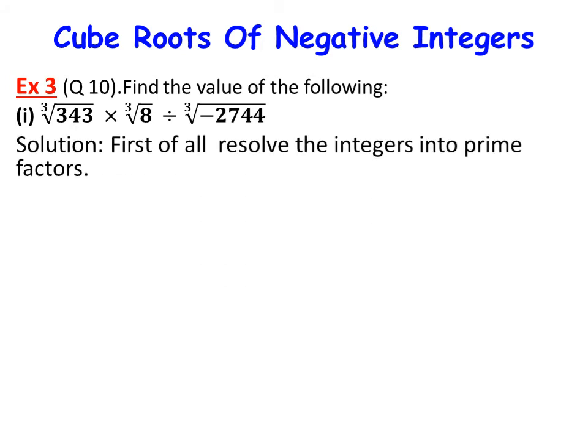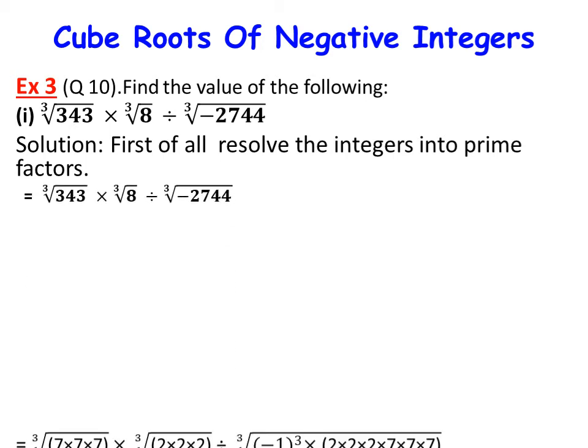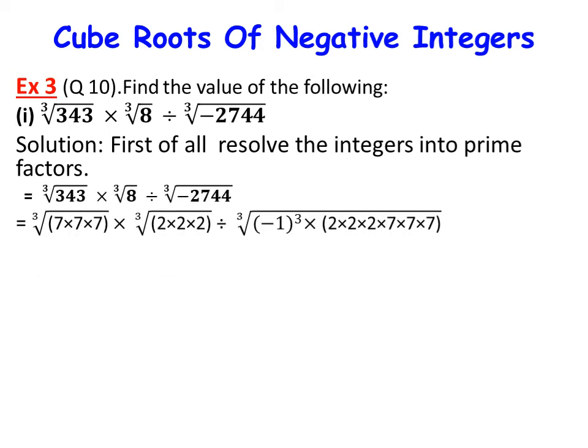So first of all, we resolve the given integers into prime factors. We will make the prime factorizations of these numbers, like 343. The prime factorization of 343 is 7 into 7 into 7. Then 8, and the prime factorization of 8 is 2 into 2 into 2.